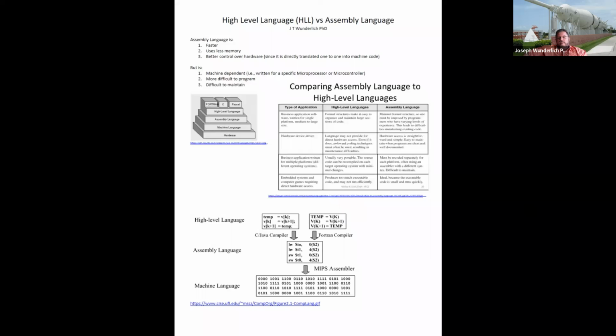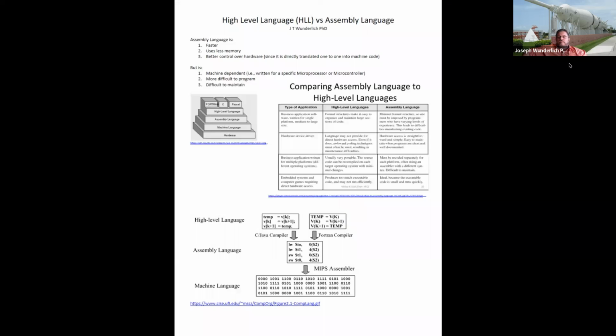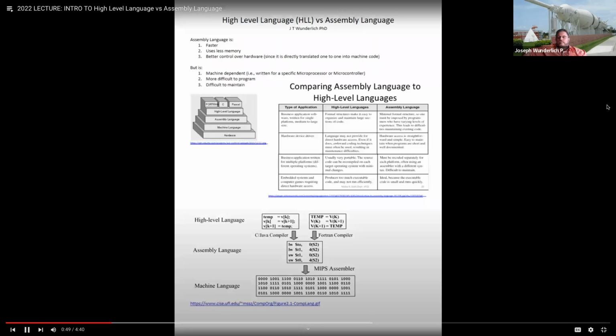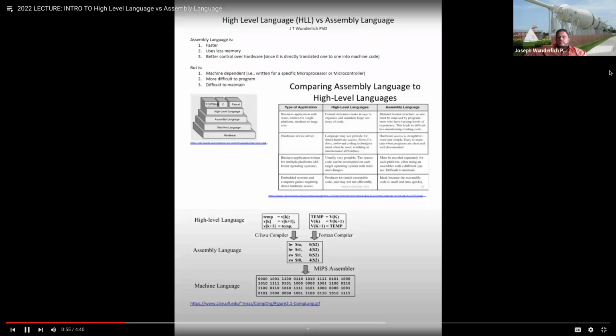And then I'll just talk about some of the rest, but for this particular course, we're not learning to program in assembly language or developing an instruction set or anything like that, as we do in other courses. We just want to understand the main concept. So, high-level languages versus assembly language. Assembly language is faster, uses less memory, and gives better control over hardware since it directly translates one-to-one to machine code.